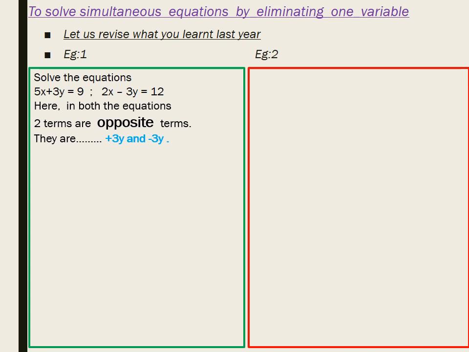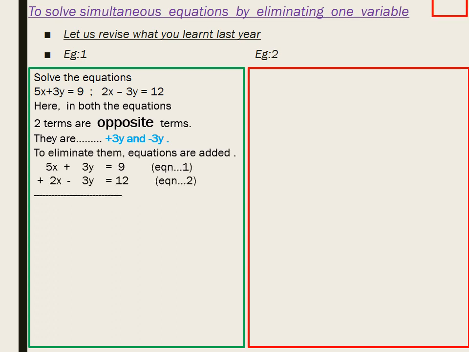This will reduce the two equations to the form of a single variable, and by solving that equation we can get the value of the variable. We add these two equations. When we add these two equations, the y term gets cancelled and the equation reduces to a single variable form, which is 7x is equal to 21.